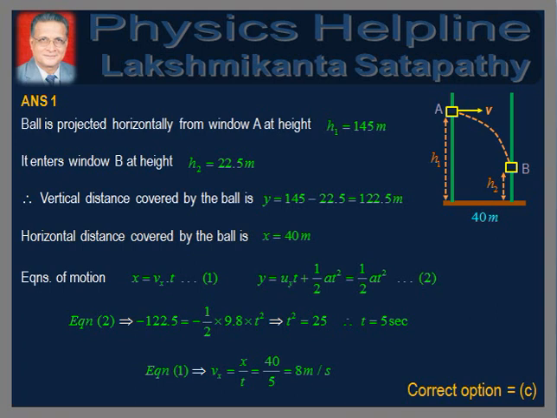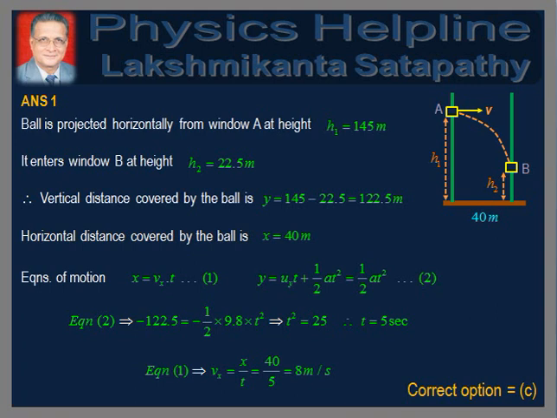We will consider the motion of the ball from A to B, which follows a parabolic path as shown in the figure. Now, vertically downward distance covered by the ball is y is equal to h1 minus h2, which is equal to 122.5 meters. And the horizontal distance covered is x is equal to 40 meters.